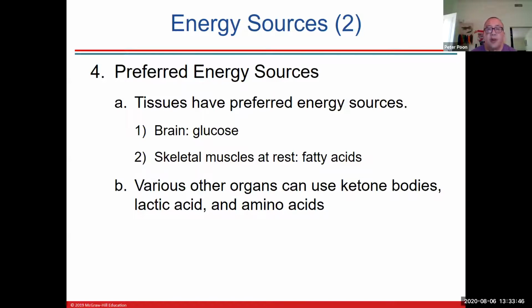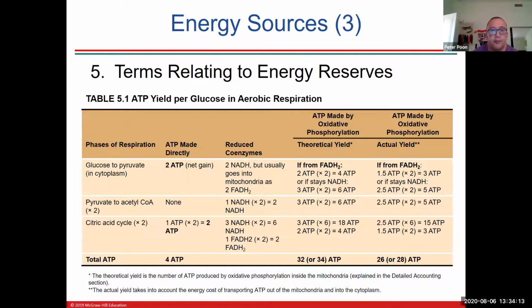So tissues have preferred energy resources. Your brain functions primarily on glucose. It can be diverted to use ketone bodies, but its first choice is glucose. That's why, with people on the ketone diet, one of the things I worry about is your brain function. So here you can see the energy reserves.